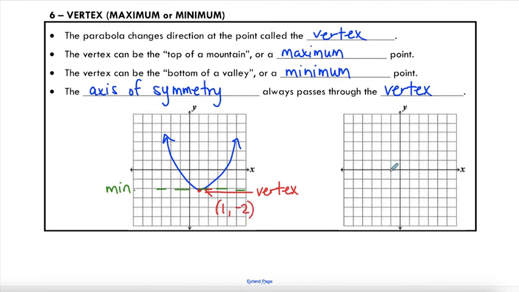If my parabola opens down, so maybe it looks like this. Okay, so I have my vertex right there. This is my vertex. I can identify the coordinate of my vertex. So this is 0 and 1, 2, 3, 4. I know that my axis of symmetry will pass through this. So this is my axis of symmetry.